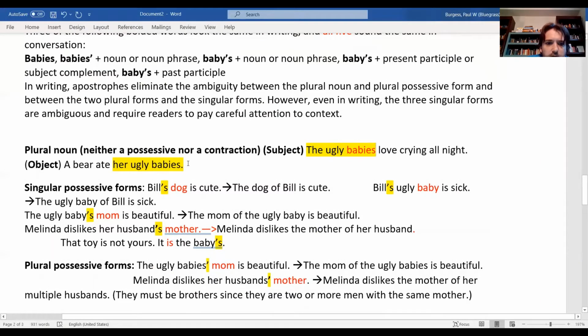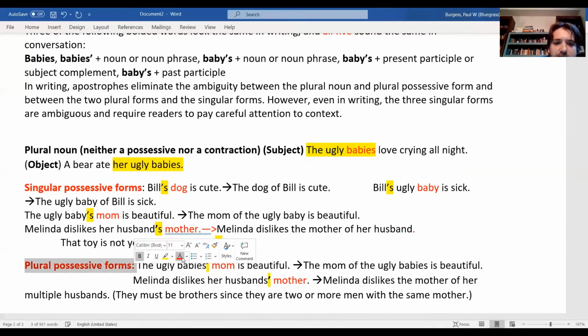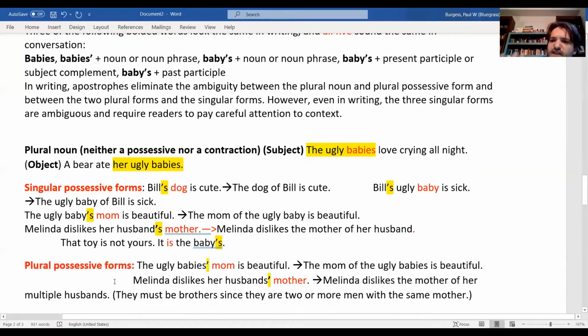Singular possessive forms. Bill's dog is cute. Bill's ugly baby is sick. The ugly baby's mom is beautiful. Melinda dislikes her husband's mother. Okay, so in conversation, we cannot hear the difference between singular possessive forms and plural possessive forms. We have to use even more context. We have to know who you're talking about or what you're talking about in a lot more detail. In writing, however, the apostrophe and its position can help us dramatically.